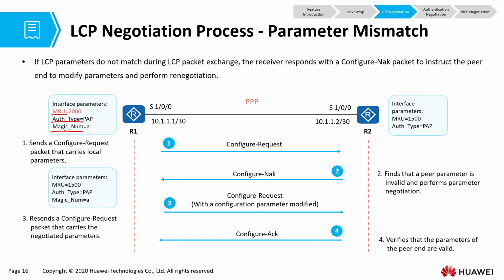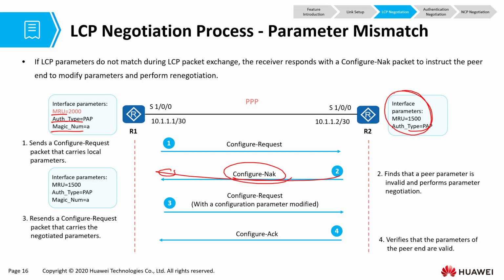Not the parameter itself, but its value negotiation fails. In that case, R2 is going to send a configure non-acknowledged, configure NAC, to R1. The configure NAC packet is going to contain only the acceptable link layer parameters. It's going to send the link layer parameters it knows and it accepts.